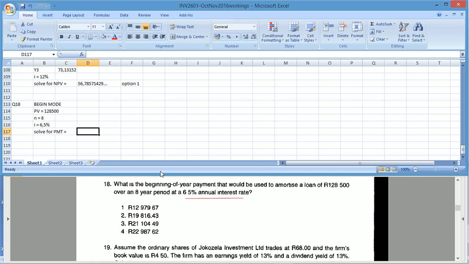Alright, so grab a financial calculator. Begin mode. N, 8 years. I, 6.5%. Present value, 128,500. Solve for your PMT. I get 19,816.42504, which is option 2.